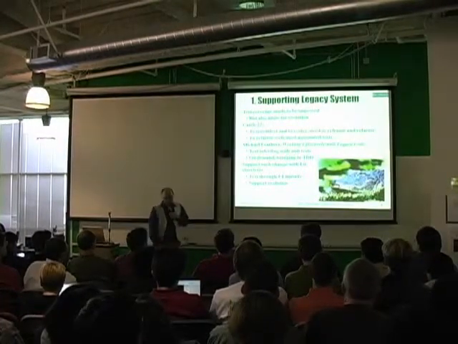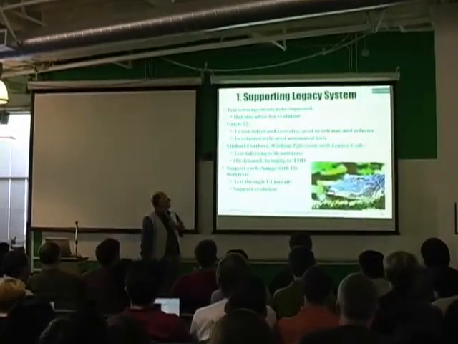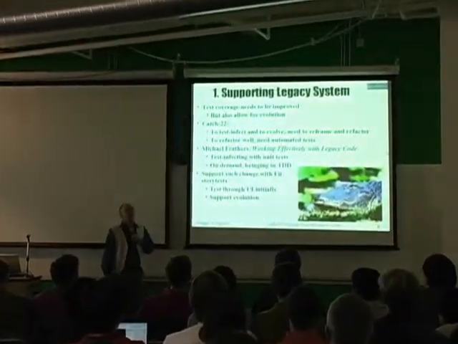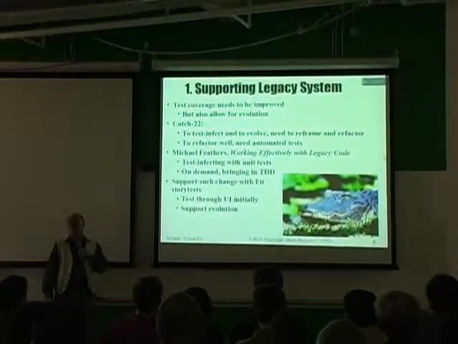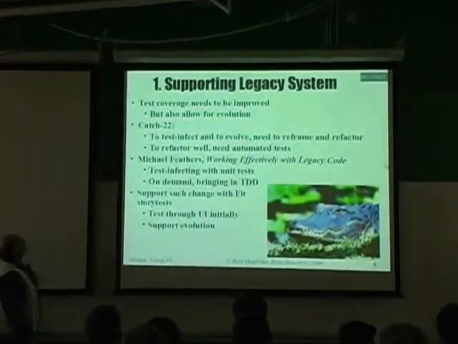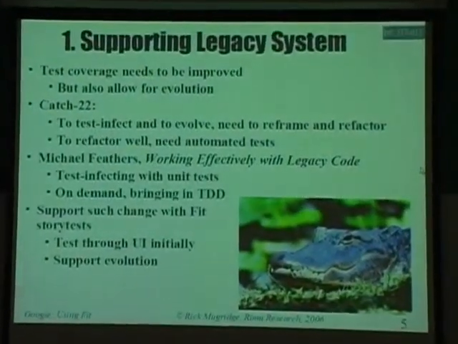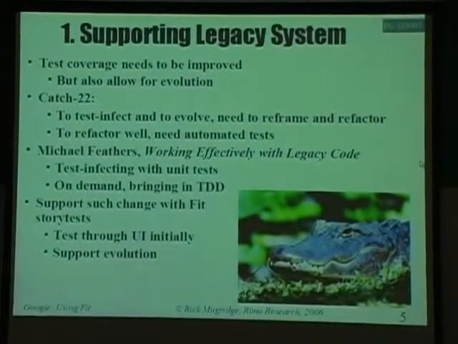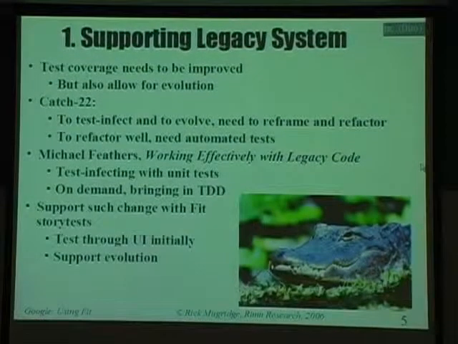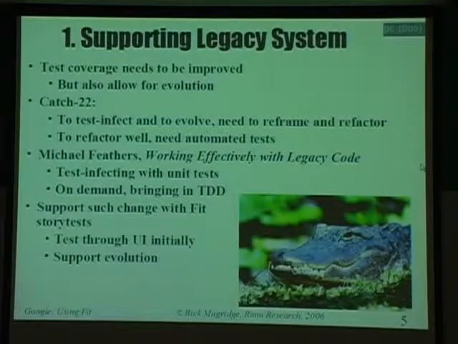Okay, so legacy system: providing test coverage, how to improve that, but also to allow for evolution. So what's the fundamental problem? If it's a legacy system, it's not test infected, and it's not easy to make changes to it because you might break something. It's often easier to add more code rather than to refactor what's there, and so you lose out on building abstraction. So there's a catch-22, and I understand Michael Feathers was here talking about working with legacy systems.